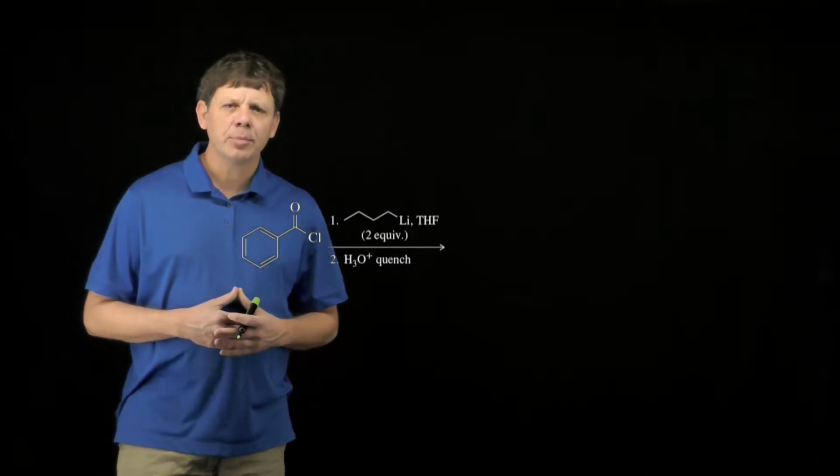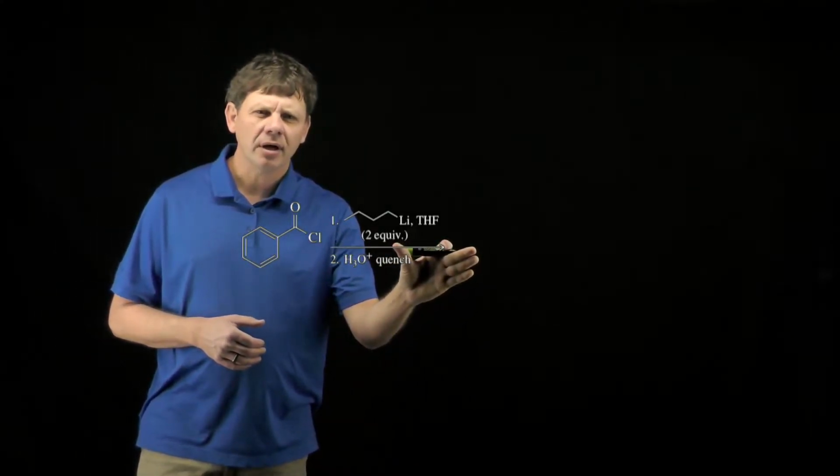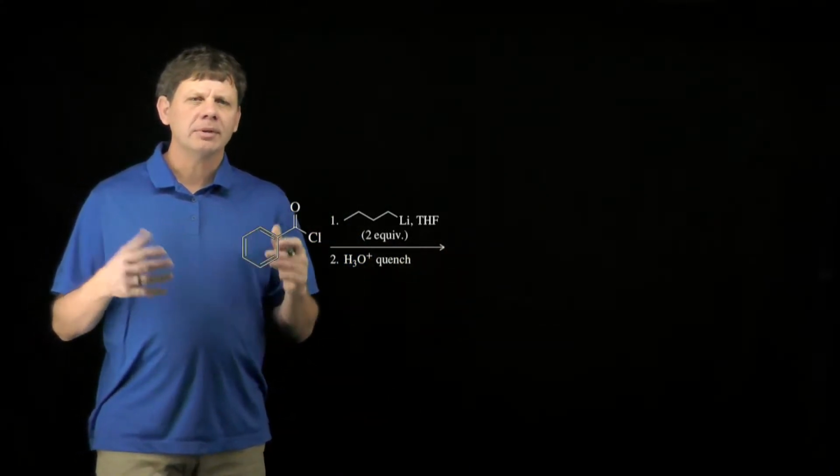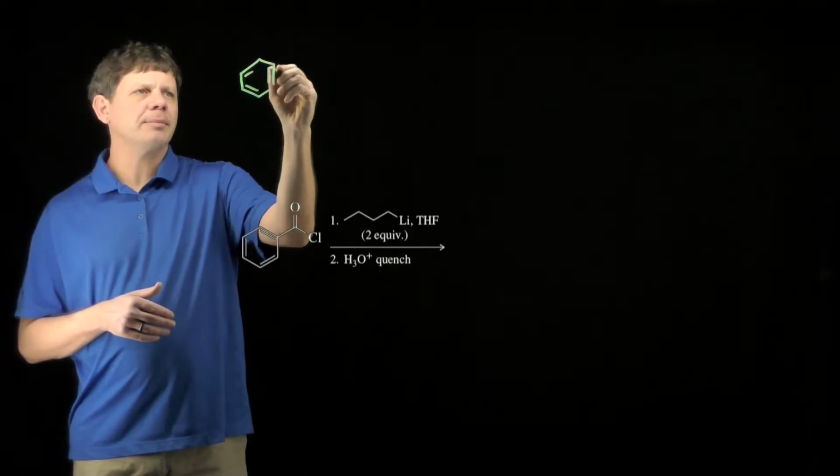This assessment asks us to predict the product of the reaction of an acid chloride with 2 equivalents of butyllithium. Let me redraw the molecule so that we can show mechanistically how this is going to happen.